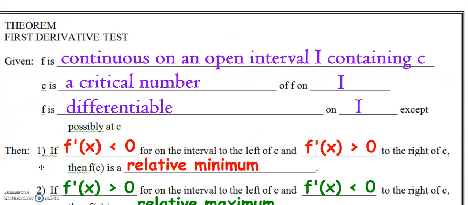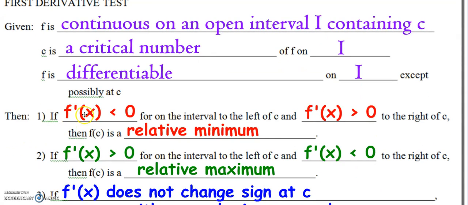Okay, so now our first derivative test. We are given f is continuous on an open interval I containing some point c. c is a critical number of the function f on the interval I. f is differentiable on the interval I, except possibly at c, because remember that's one of the ways in which we can find a critical value: when the denominator of the derivative equals 0, that might mean that the function technically is not differentiable there. But that's how we find the critical value potentially.